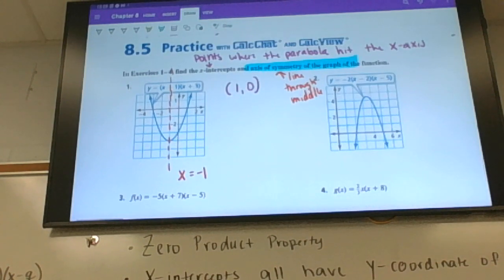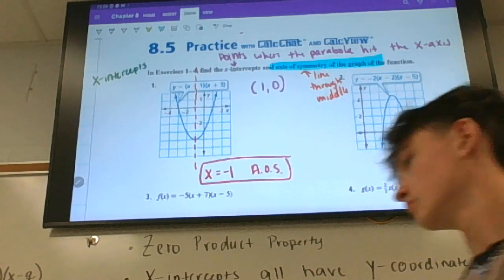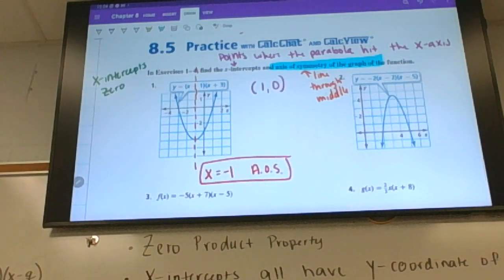Okay, so the axis of symmetry is negative 1, and the x-intercepts, which are also called zeros, are at (-3, 0) and (1, 0). Go ahead and do number 2.